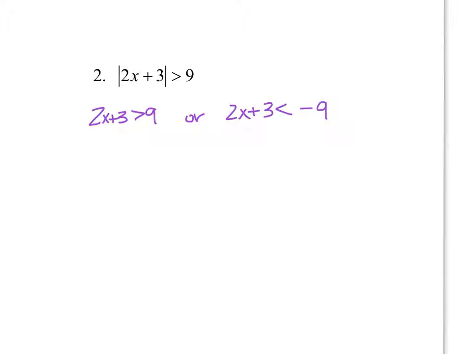Now you're going to solve both of these inequalities individually. So I'm going to subtract 3, I get 6, divide by 2, so I get x is greater than 3. Or I solve the second one, I subtract 3, I get negative 12, divide by 2, I get negative 6. So my answer is going to be x is greater than 3 or x is going to be less than negative 6. So again, we'll eventually get into how we're going to rewrite that answer. But for right now, let's just leave it like that.